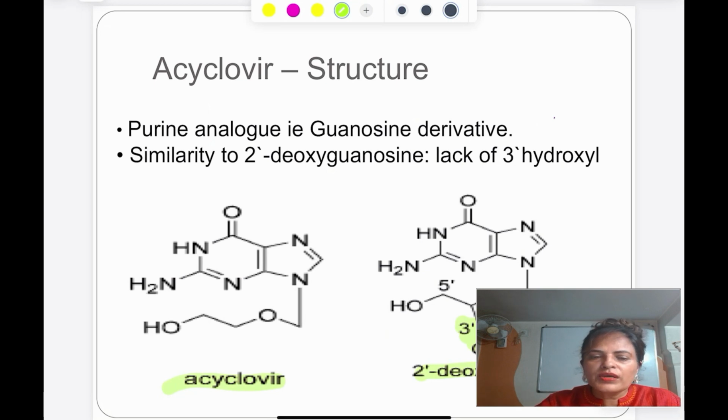So acyclovir is inactive as such, so it needs activation. Its structural resemblance is with guanosine, so it is a guanosine derivative. Now the first step is activation of this acyclovir. So how will the activation of this guanosine analog happen? By the incorporation of the phosphate.